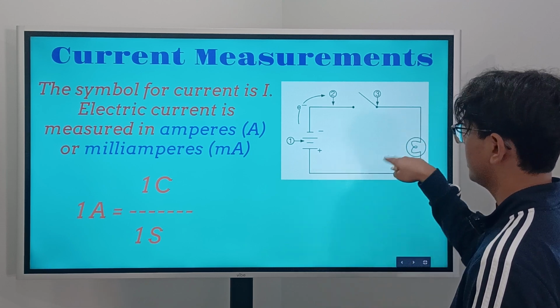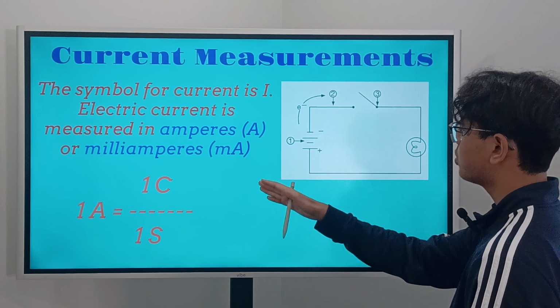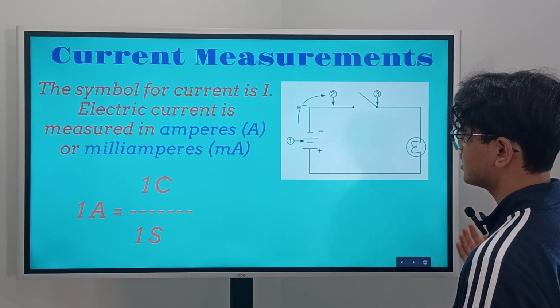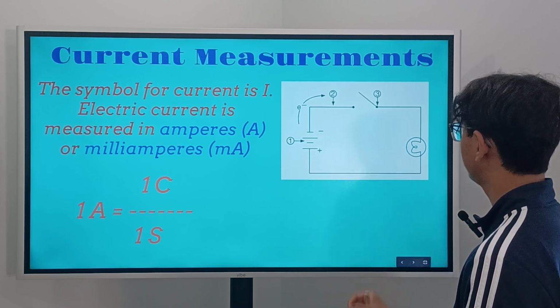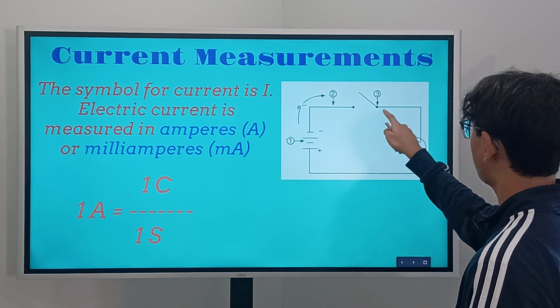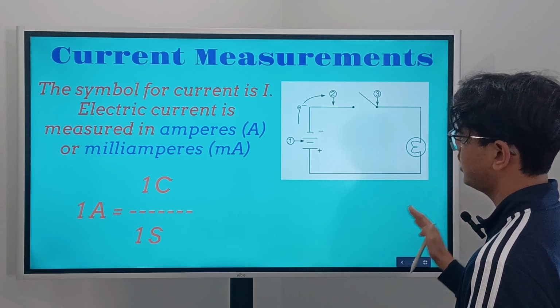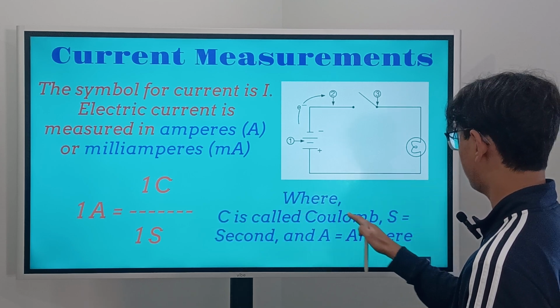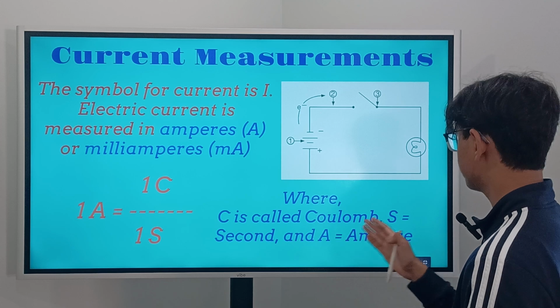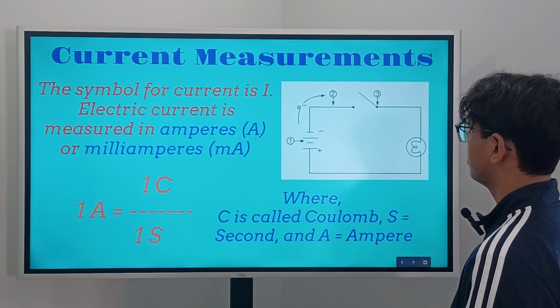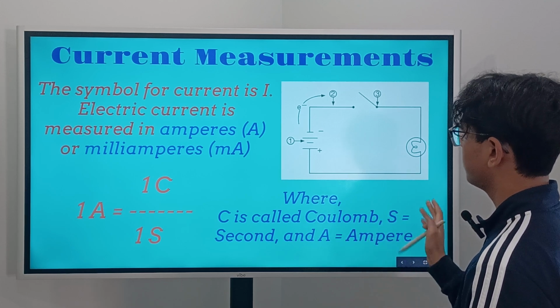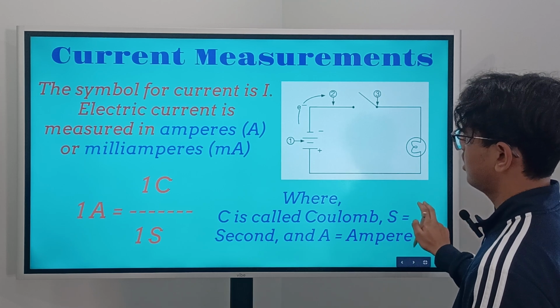If we look over here in our diagram, what is 1 coulomb first? We're going to talk a little bit more about this later on, but I'll give a brief understanding of it. 1 coulomb is basically how many electrons flow per second. Here, C is coulombs, S is seconds, and A is amps. We're going to look a little more at this in the coming slides.